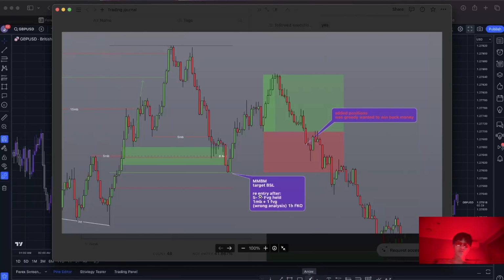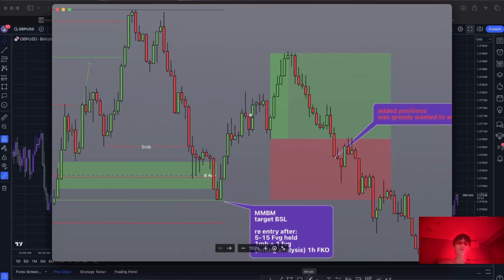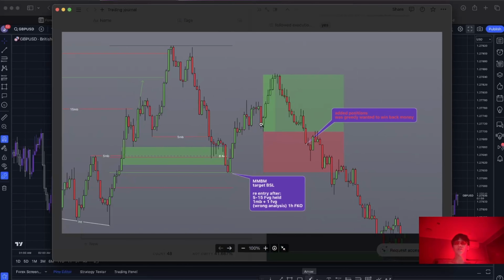Alright, so this is the second trade we took. It was after I retraced into the 5 minute fair value gap, tapped into optimal trading entry, 1 minute break right here, entered on this 1 minute fair value gap. What I should have noticed was we did break structure to the downside on the 5 minutes, so I should not have traded. And I was also greedy, so I added more positions when I retraced into this 1 minute fair value gap. And I also did my analysis wrong, because I thought that it was a 1 hour break fake out, but apparently it closed below it. So yeah, big loss today.